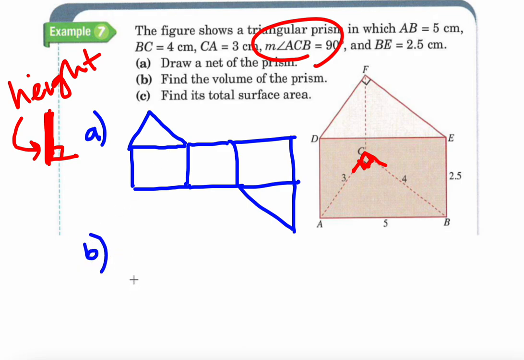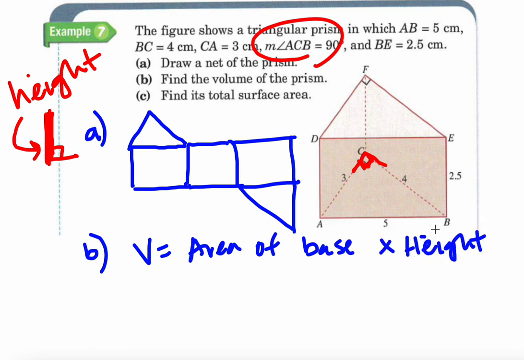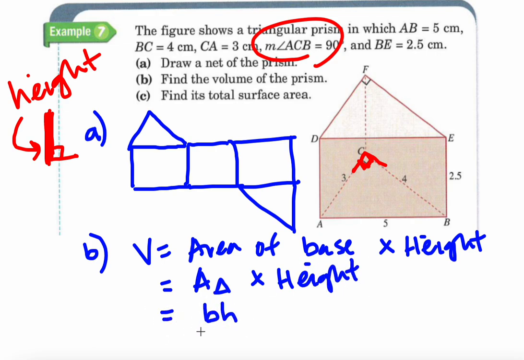Okay, now part B asks to find the volume of the prism. Let's dig back and see if we can remember the volume formula. Volume formula is area of the base times big H, the height of the entire prism. So first off, the base is a triangle. So we need to figure out the area of a triangle and then multiply by the height of the entire prism. The area of a triangle is base times height divided by 2.